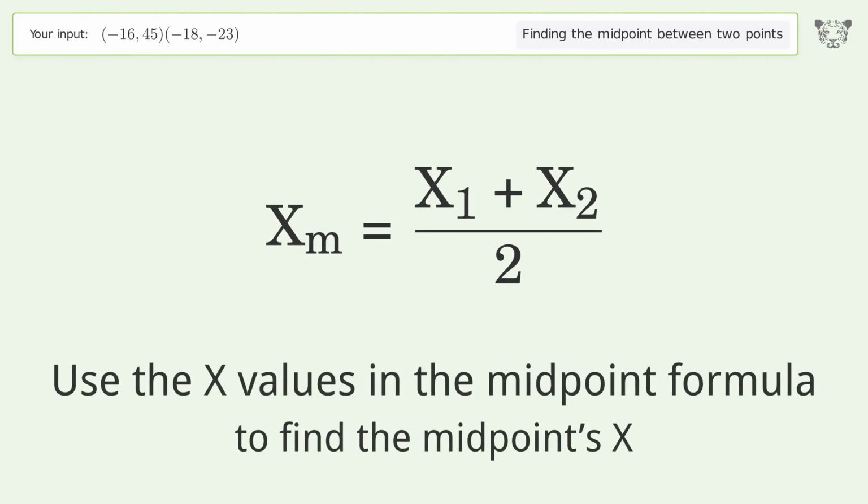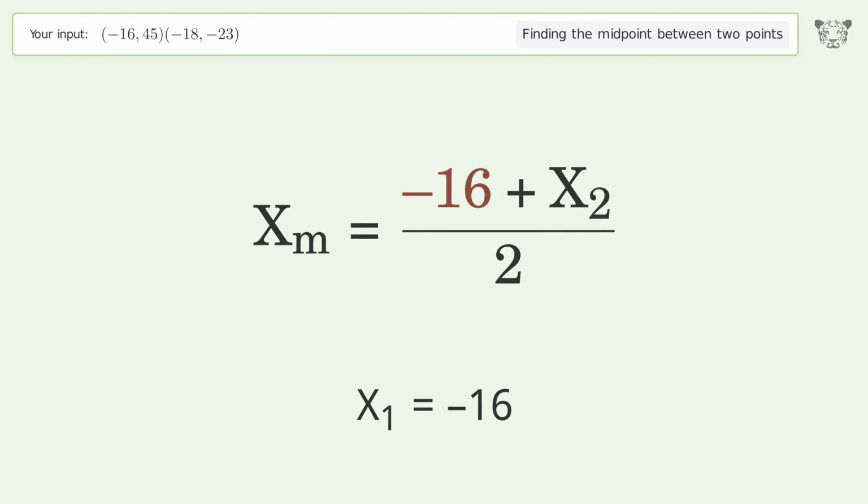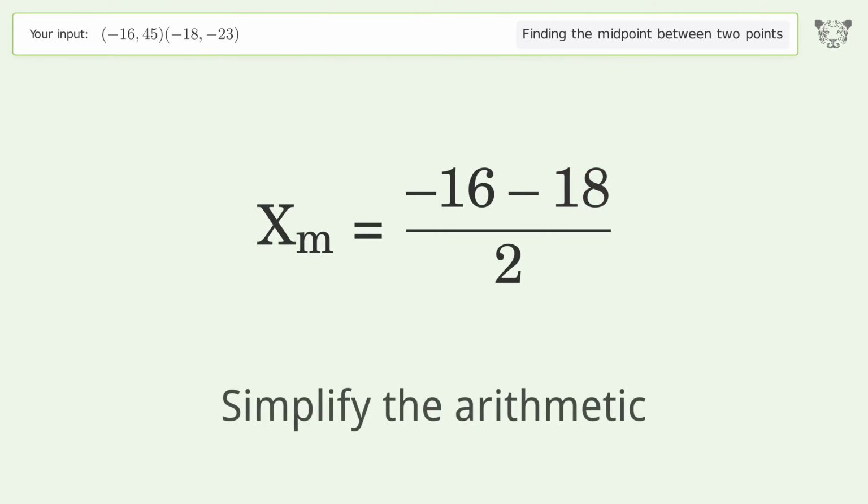Use the x values in the midpoint formula to find the midpoint's x. x1 equals negative 16. x2 equals negative 18. Simplify the arithmetic.